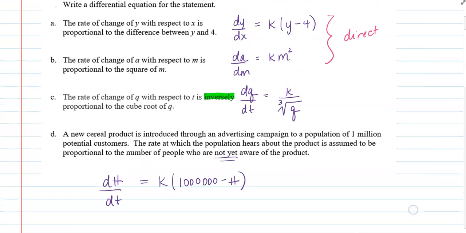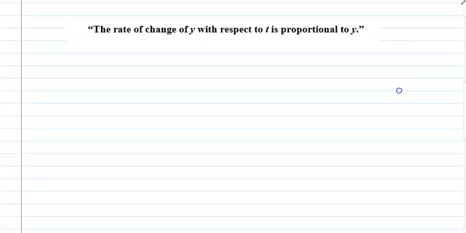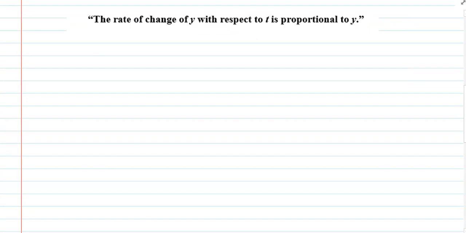The reason I did all of that is because there are times on the AP test when a multiple choice question would come up and they would want you to write a differential equation for a sentence. Another reason is this idea here: the rate of change of y with respect to t is proportional to y. In math terms, that translates into dy/dt equals k times y. I'm going to take you through a solution for this, finding the equation for y, to show you some connections to other classes.